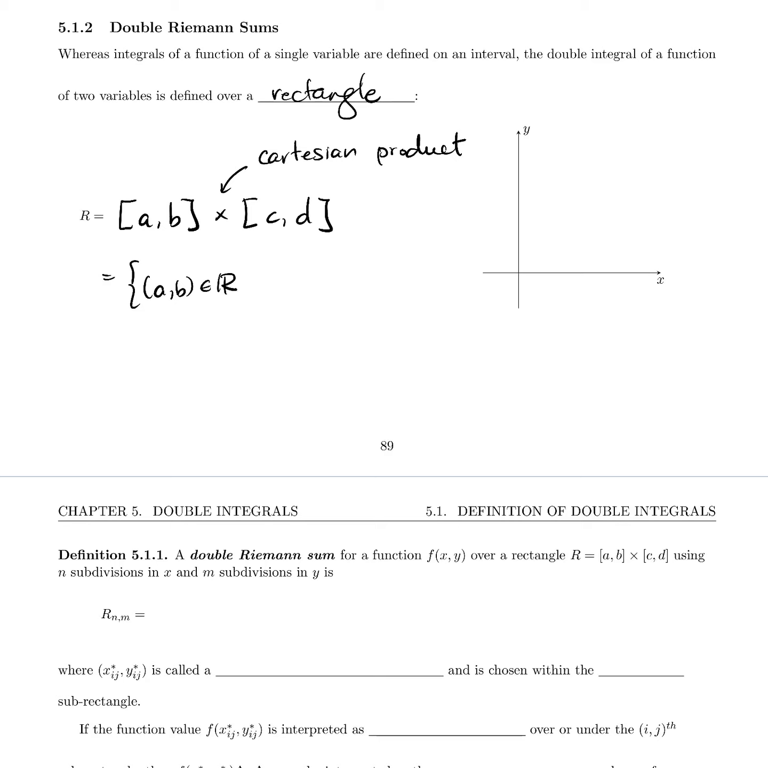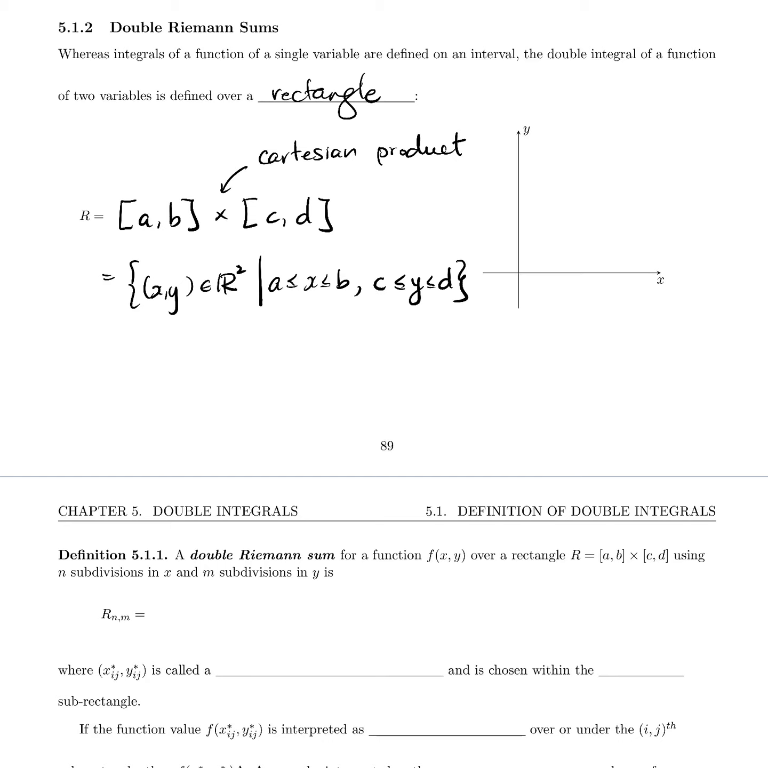I shouldn't call them AB, should I? Points (x, y) in R2 such that a is less than or equal to x is less than or equal to b. In other words, [a,b] is an x interval, and c is less than or equal to y is less than or equal to d. So [c,d] is a y interval.